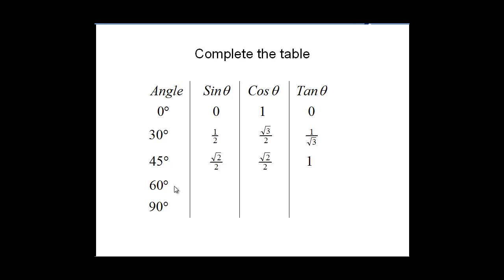Sine, if you look at 60 degrees from the triangle we did earlier, you get square root of 3 over 2. Cosine is 1/2. And tangent, if you take square root of 3 divided by 1, because tangent is sine over cosine, you get square root of 3. For 90, the sine of 90 is 1, the cosine of 90 is 0, and then sine divided by cosine, 1 divided by 0 is not defined, so that's undefined.